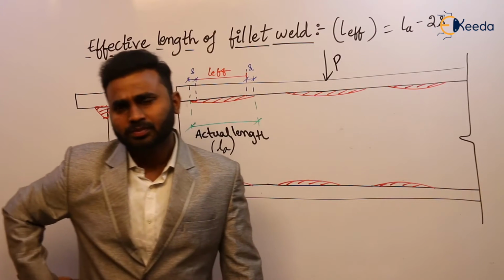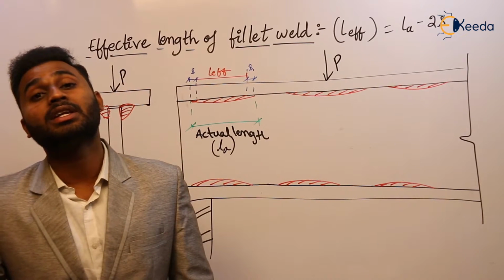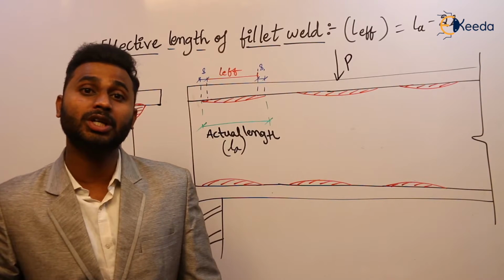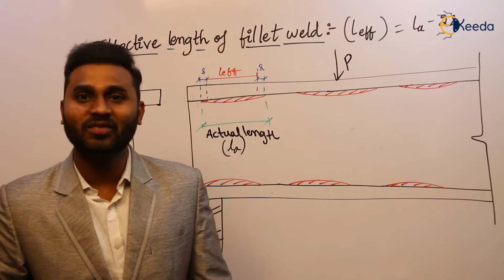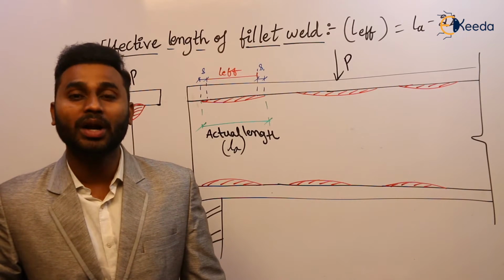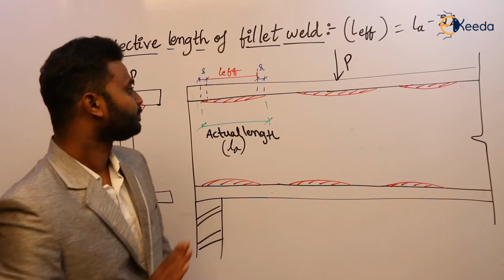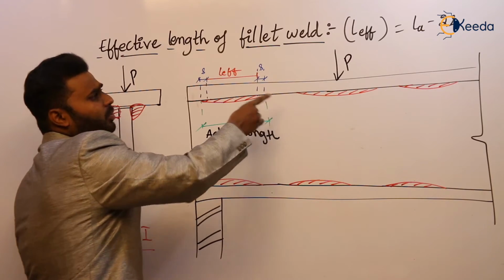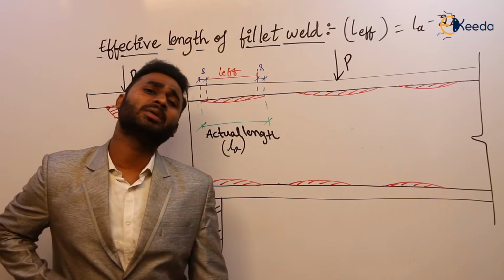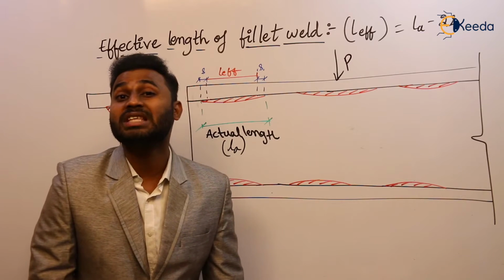Now you tell me, in bolted connections, what is the maximum pitch when it is subjected to compression? 12T or 200 mm, whichever is minimum. If it is subjected to tension, 16T or 200 mm, whichever is minimum. Agree or not? In the same way here also, I am going to analyze a simply supported beam with center point load. Which type of bending moment is it subjected to? Sagging bending moment.